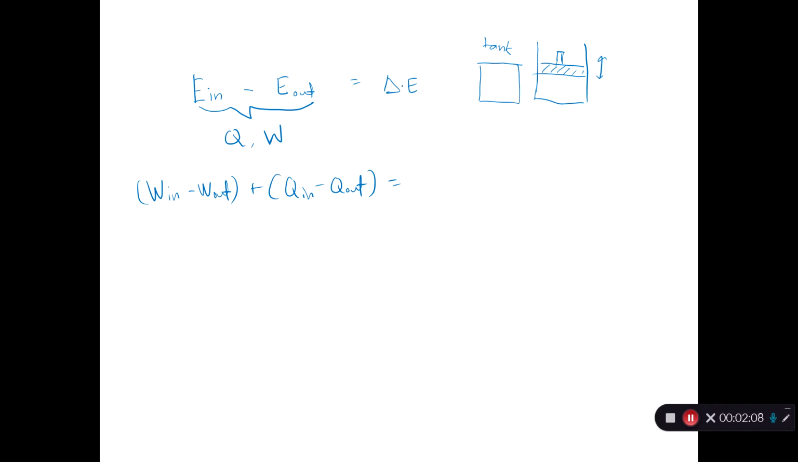Okay, on the right side, this is the total change in energy of the system. What's changing inside here? There are three items that we can check. One is the internal energy of the system. The other two are the macroscopic ones, the ones that you can see, KE and PE.